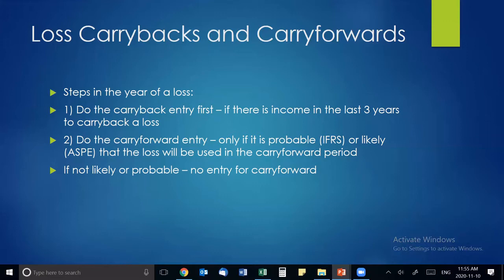So you would look at the projections to determine, is there going to be enough income in the next 20 years where you can use the loss that you had in the current year. So let's look at an example to make sense of these steps.